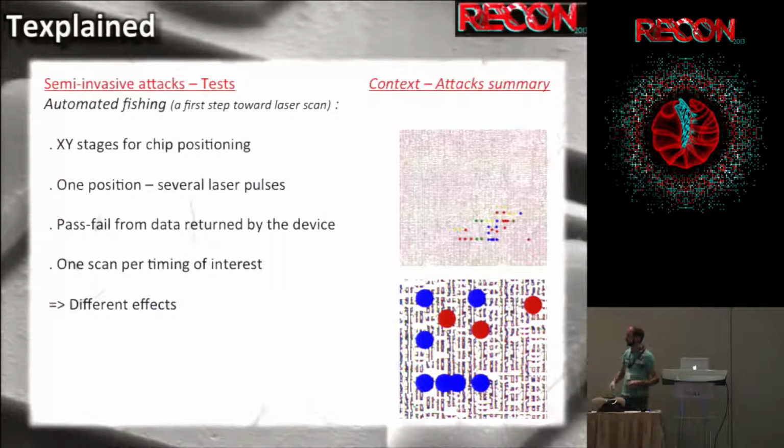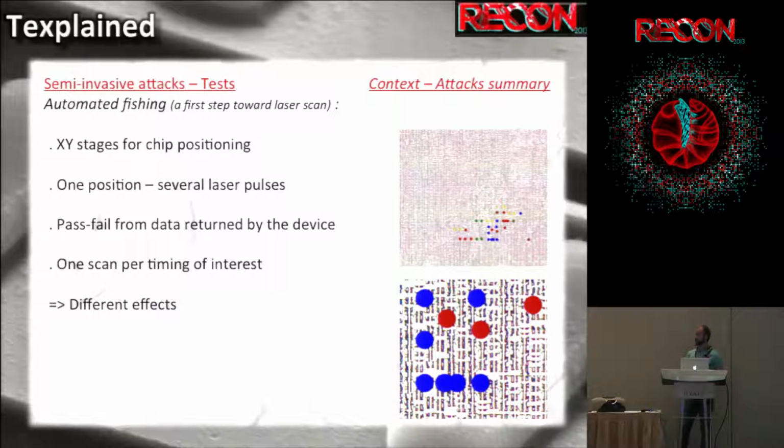In this picture, you can see, for example, there are several colors because there were several effects. The picture at the bottom, it's transistors that you see. It's with an optical microscope, so it's really a low resolution, but just to give you an idea.